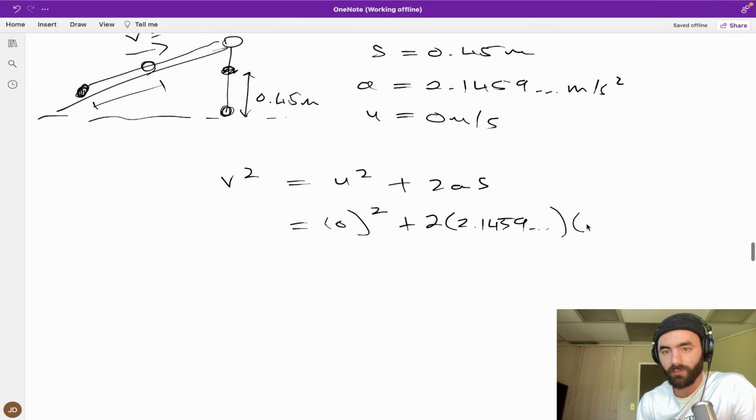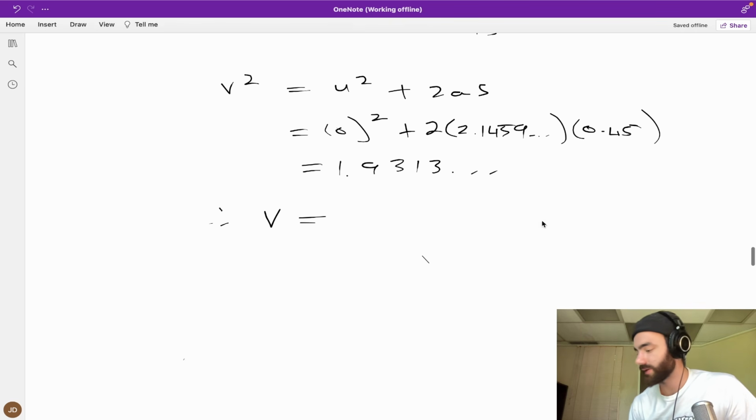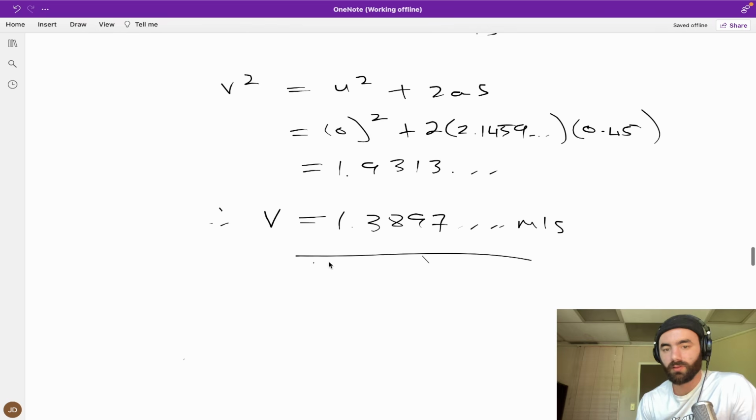2.1459 times 0.45. So therefore we get 2 times 0.45 times 2.145, which is 1.9313... So therefore v at the end of stage 1, just when the string snaps, the velocity of B will be this, 1.387... I'm not rounding too much because these aren't our answers, but we're going to have to use them. Okay, so that's the speed at the end.